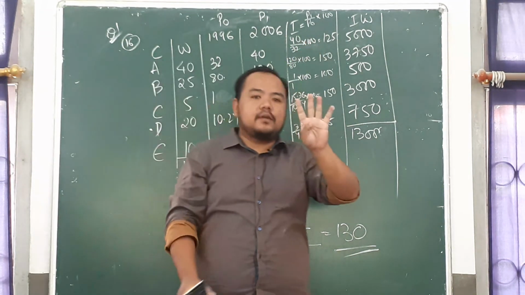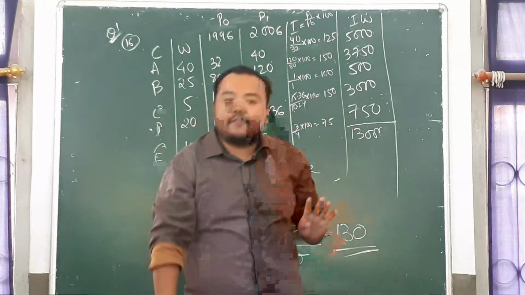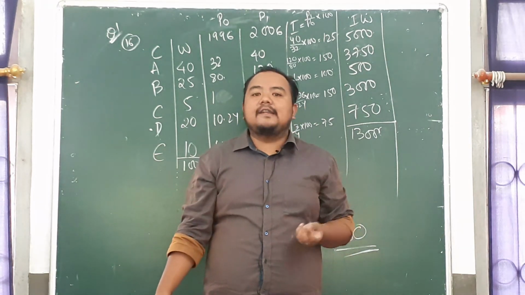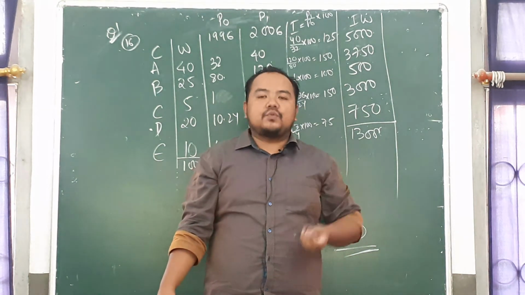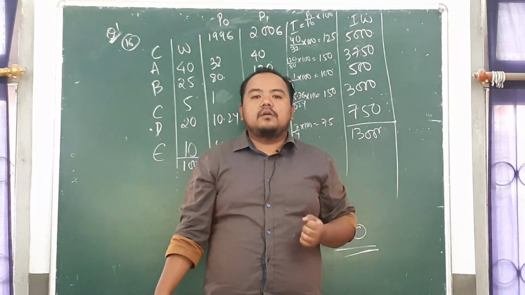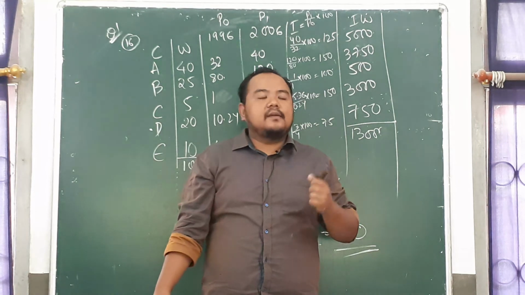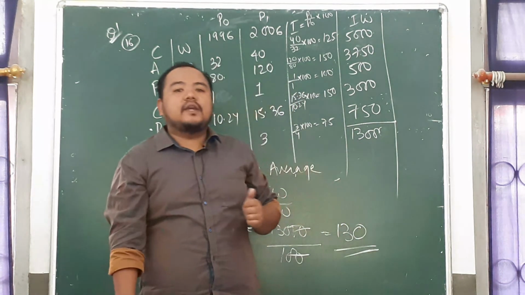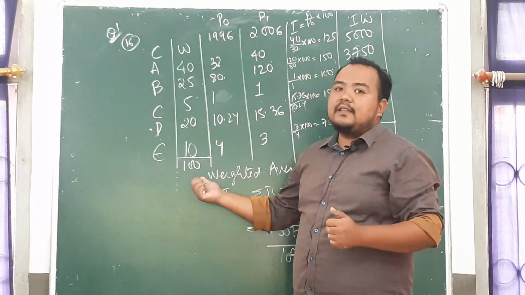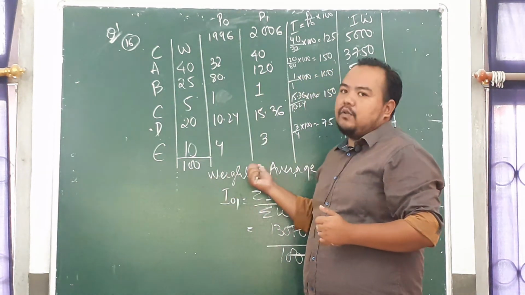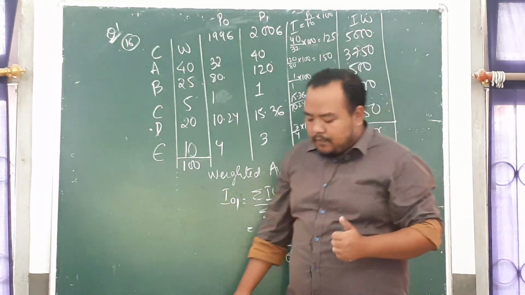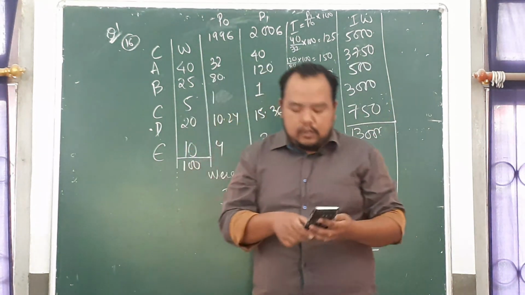There are four methods. If the question does not mention which, you can use whichever formula you find easy. But most of the time the question will tell you which method to use, and 90% of the time you get this particular question where you have to find the index number using weighted average. That is why I started with this question. Is that clear? You can just go through the exercise.